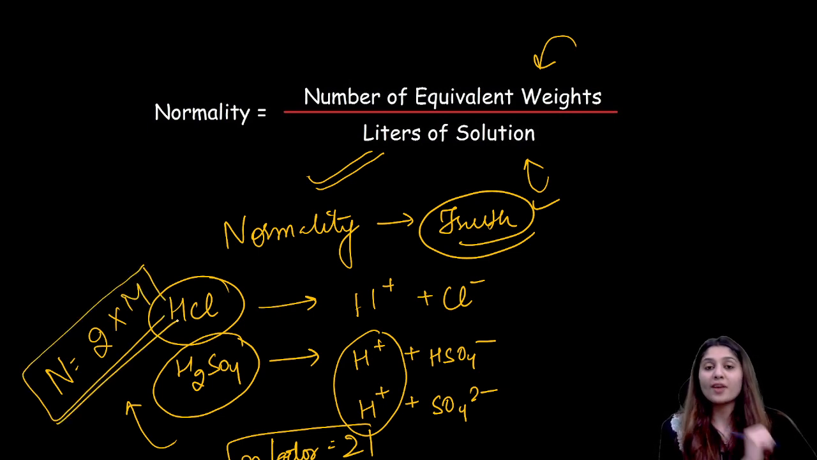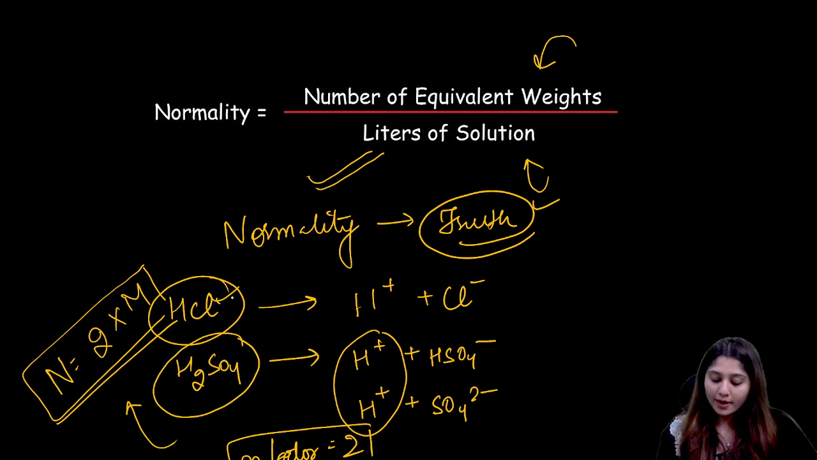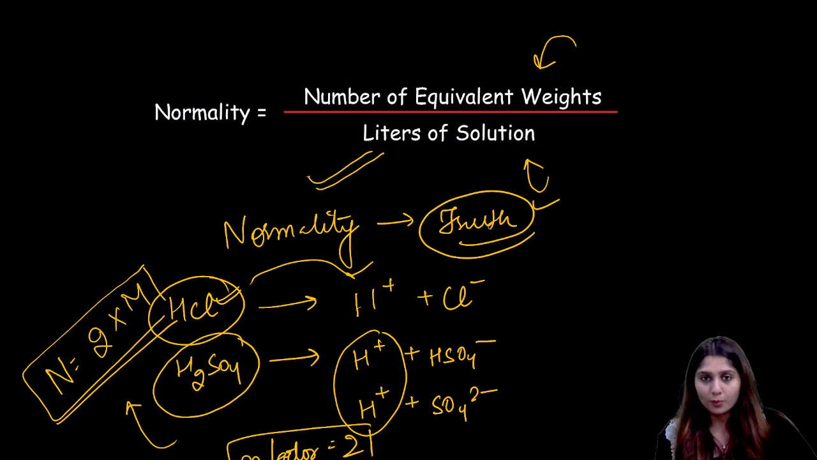So in case of H2SO4, if molarity is 2 molar, normality is going to be 4 normal, and that is the truth of H2SO4. 2 molar H2SO4 is not the same as 2 normal H2SO4, okay? Whereas if I talk about HCl, one HCl is going to give me one H positive and one Cl minus because it is not diprotic, okay?